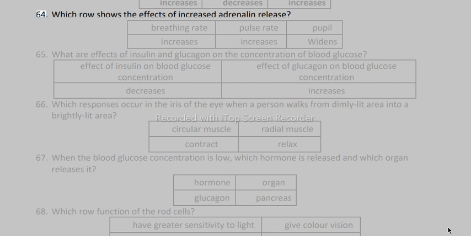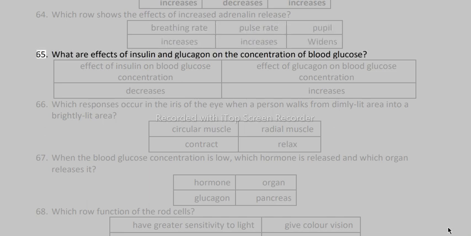64. Which row shows the effects of increased adrenaline release? Breathing rate increases, pulse rate increases, pupil widens. 65. What are the effects of insulin and glucagon on the concentration of blood glucose? Insulin decreases blood glucose concentration, glucagon increases it.